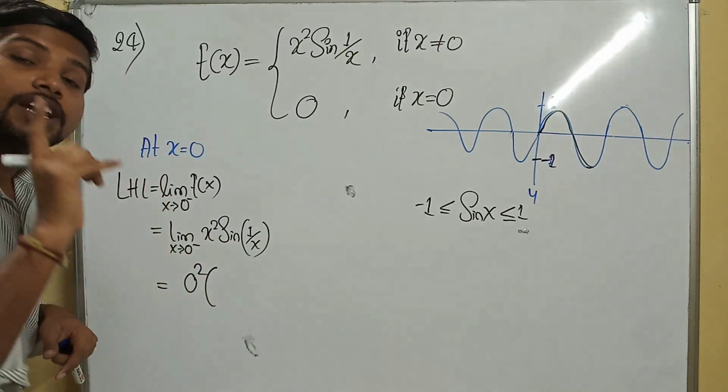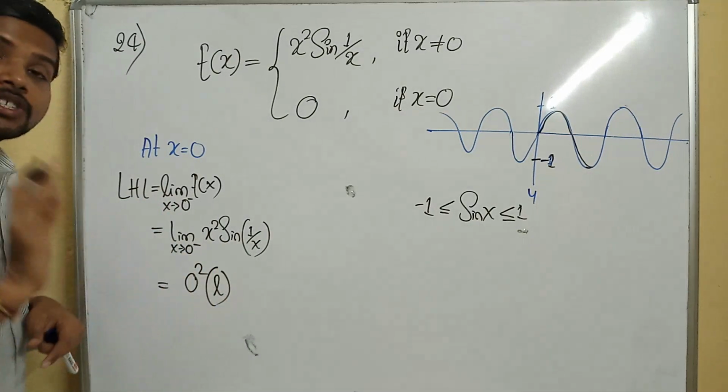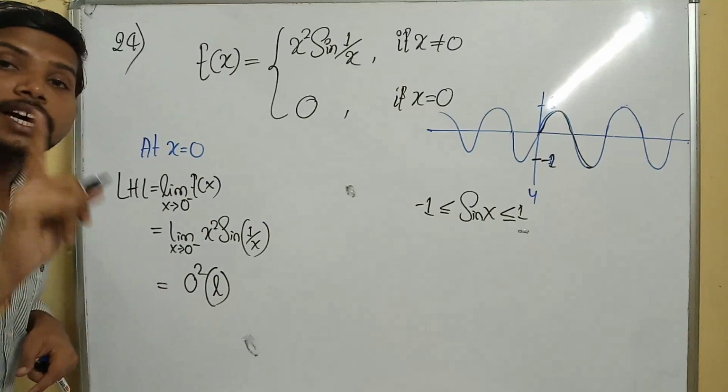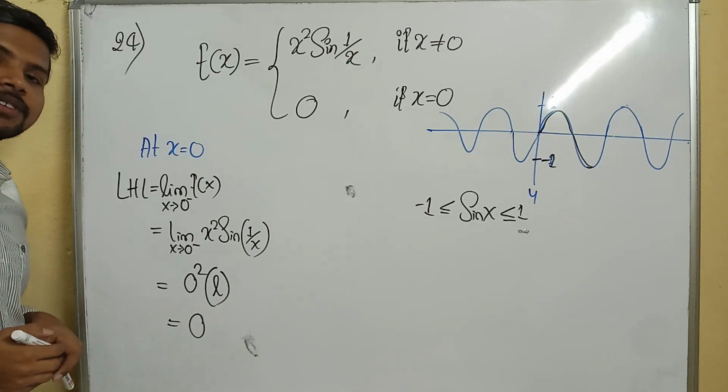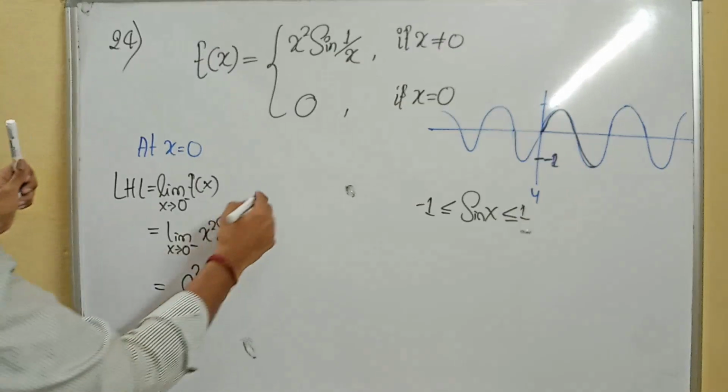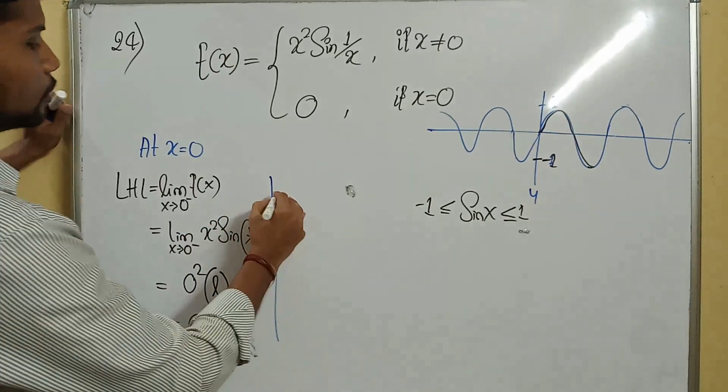That's why for sine of 1 by x, the finite value is denoted by L. L is a finite unique quantity. That's why 0 into a finite unique quantity is 0. Understood the part? Okay. In the similar manner, I'd like to define RHL.